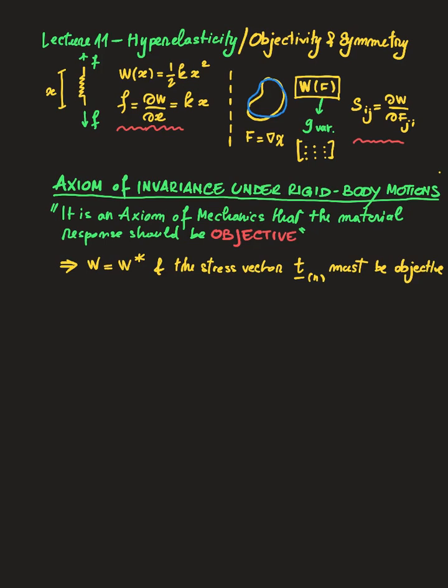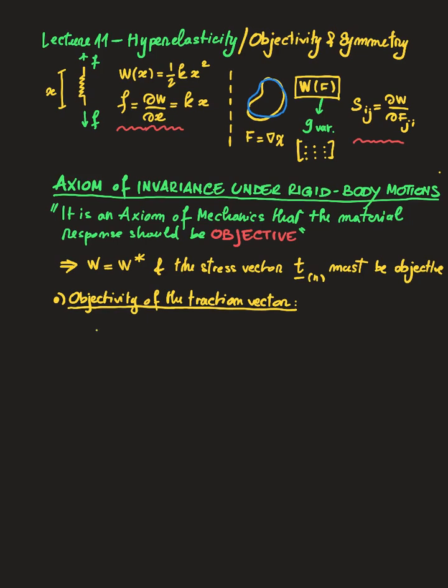So let me start with the first of them, which is the objectivity of the stress. So let me take into consideration objectivity of the traction vector. As we will see, this will lead to the objectivity requirement also for the stress tensor. What does it mean that the traction vector has to be objective? To understand, let's make a little drawing.